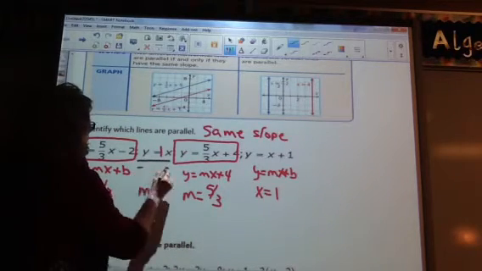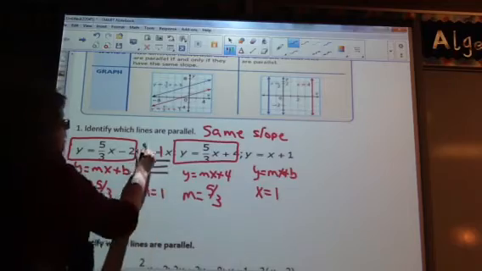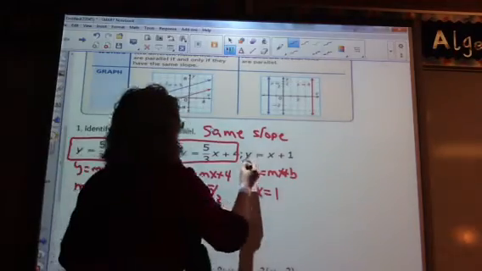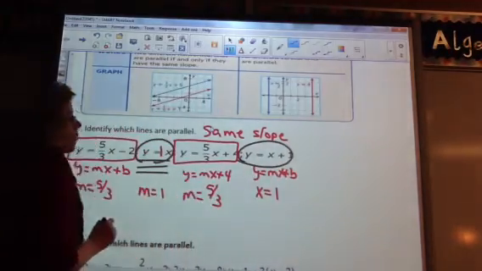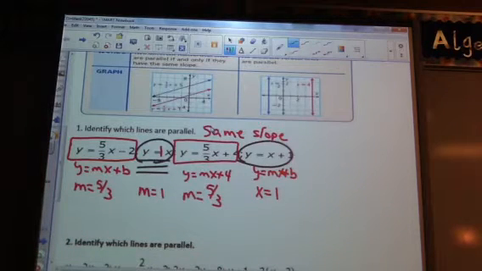But class, you can also say that this one and this one is parallel to itself because they have the same slope and different y-intercept.